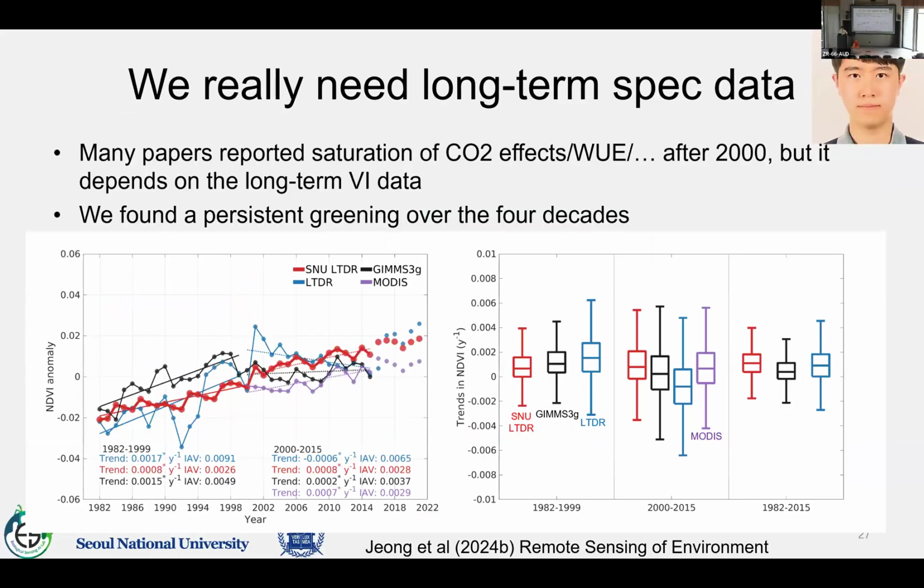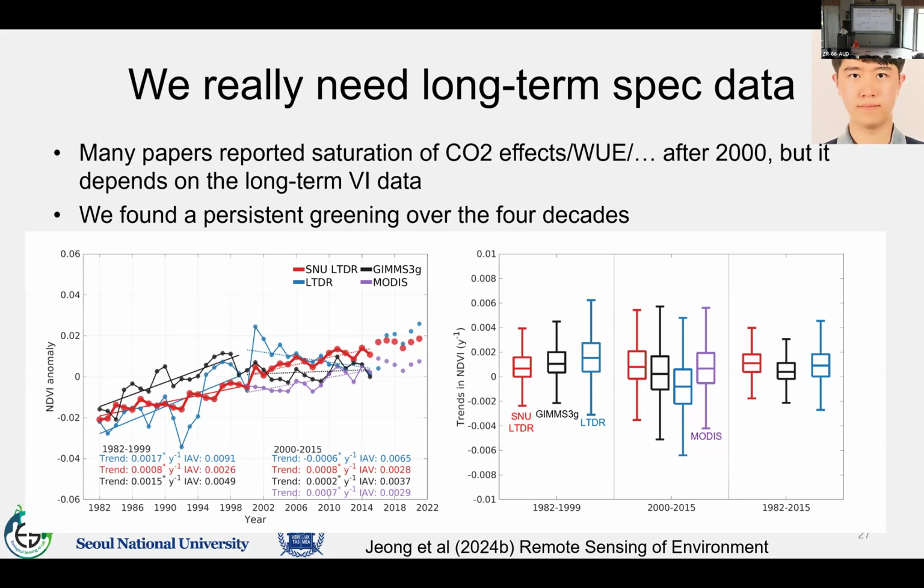And also, I think this is a recent paper. We really need a long-term spectral data set. In the case of flux towers, think about Harvard Forest. Now we have more than 30 years, and many people are dedicated to calibration. In the case of spectral data sets, I think we don't have such a long-term data set. So that has led to many debates about, for example, global greening, browning, something like that.